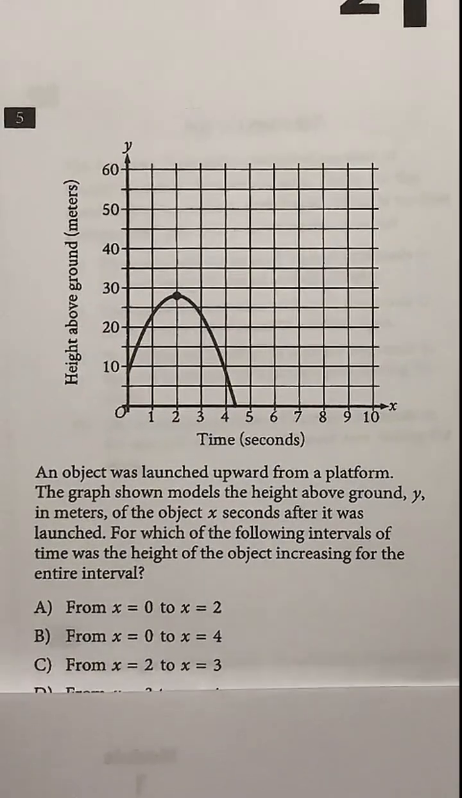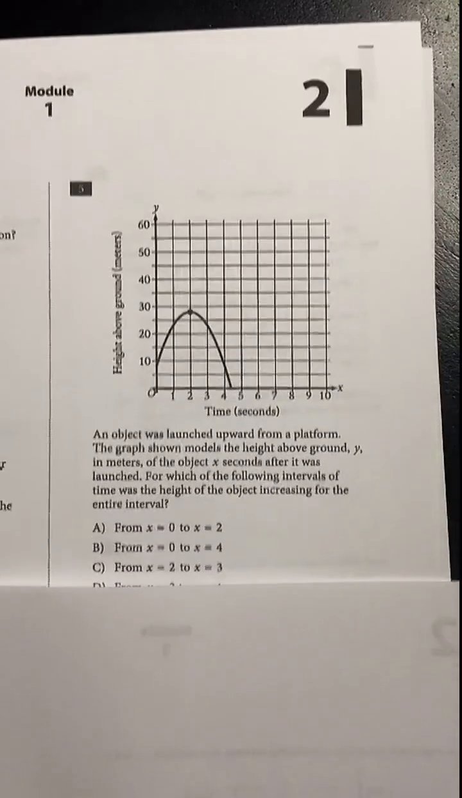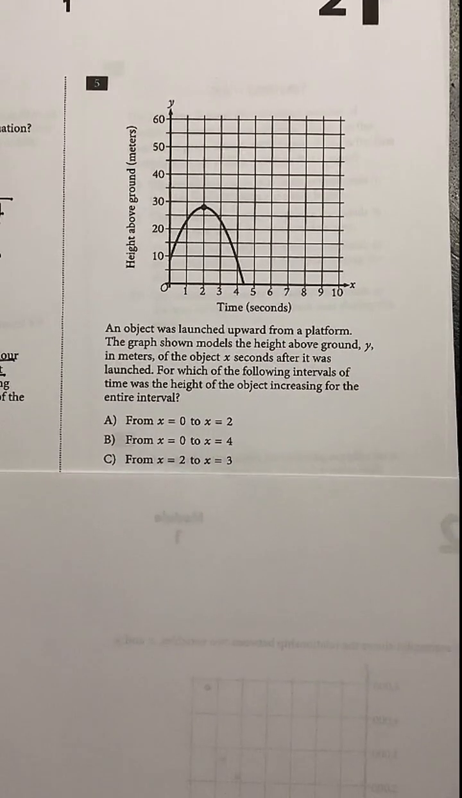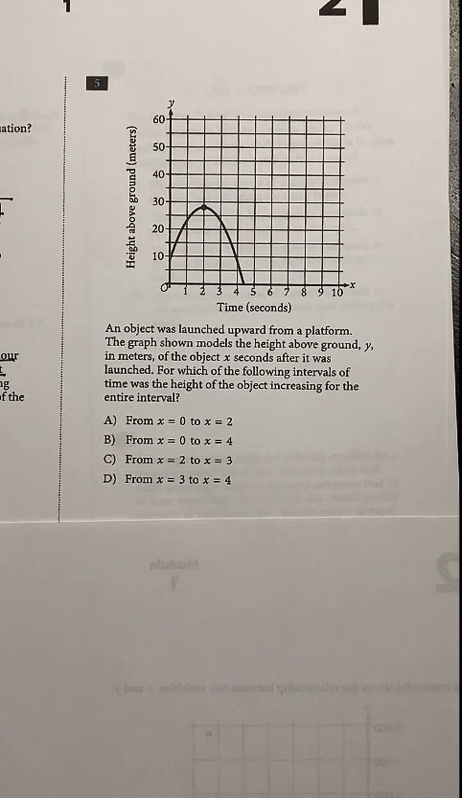So this one I might have to shrink it for a moment. Okay, so we have our graph. An object was launched upward from a platform. The graph shows the height above the ground in meters of the object x seconds after it was launched. For which of the following intervals of time was the height of the object increasing for the entire interval? Is it A, from 0 to 2, B, 0 to 4, C, 2 to 3, or D, 3 to 4?